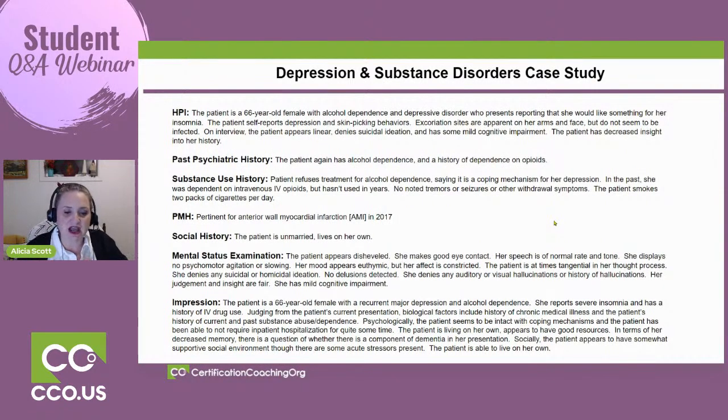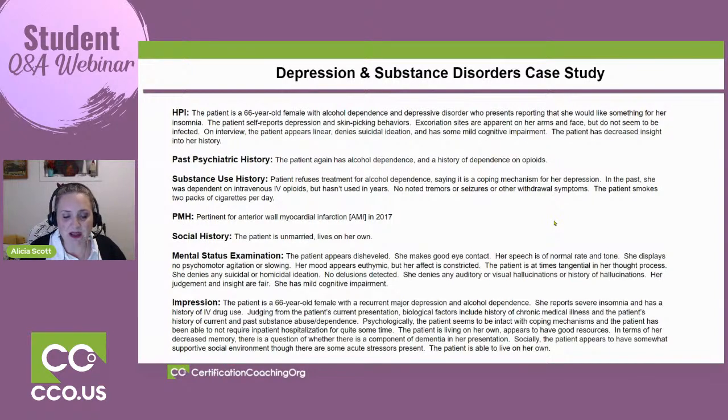Social history. Patient is unmarried, lives on her own. Mental status examination. The patient appears disheveled. She makes good eye contact. Her speech is normal rate and tone. She displays no psychomotor agitation or slowing. These are all things to see if the patient is actively on a substance also.